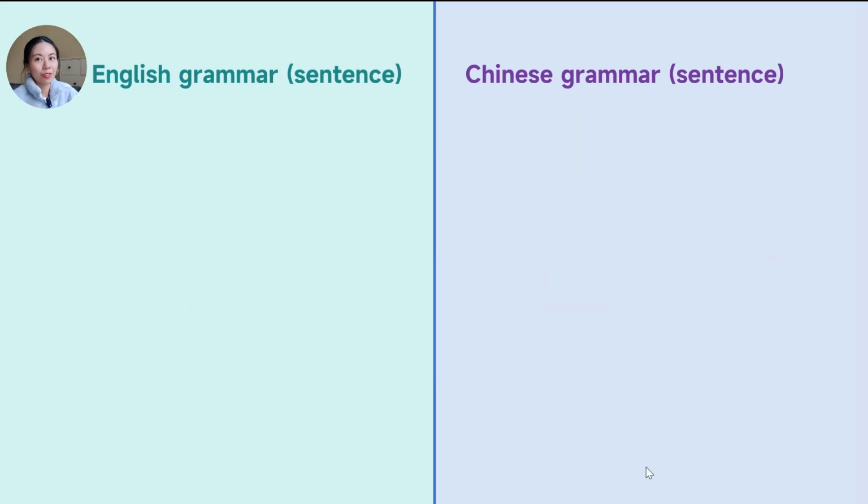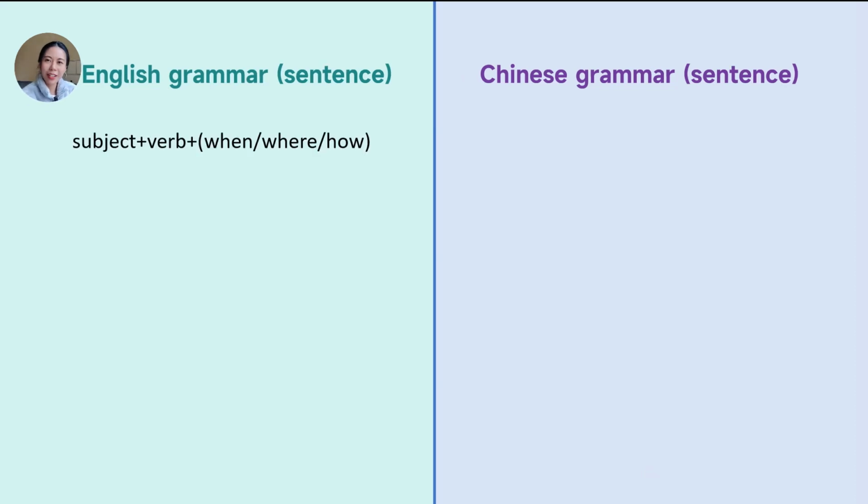Yeah, I know. Grammar is not just about conjugation. It's also about how you form a sentence, right? So in English, you might form a sentence like this. You will put the verb pretty upfront and tell the details later.